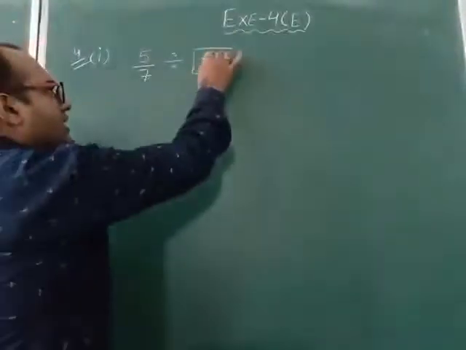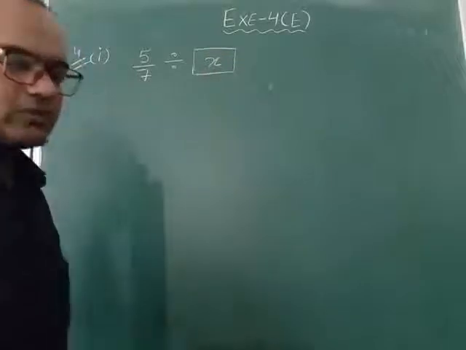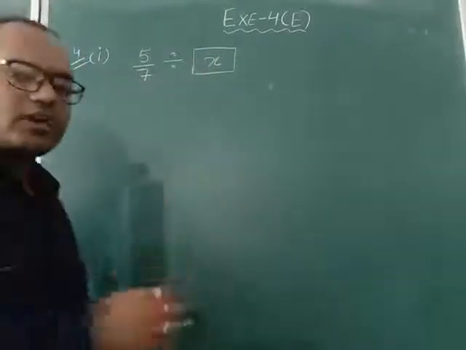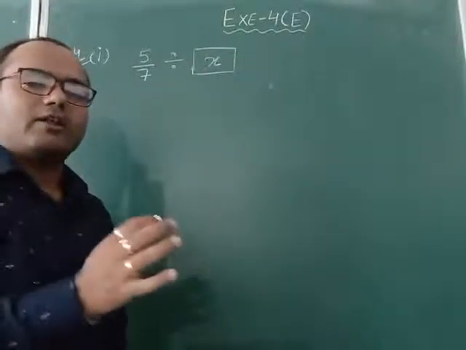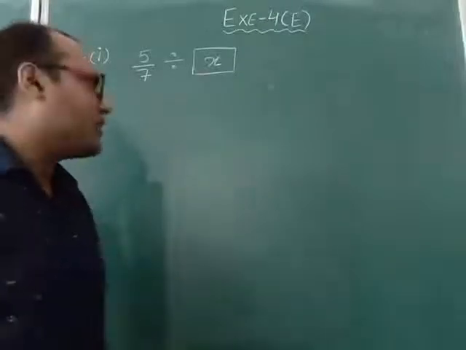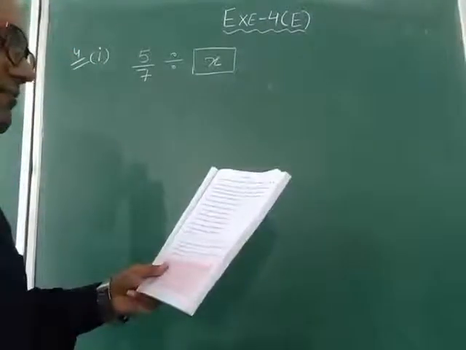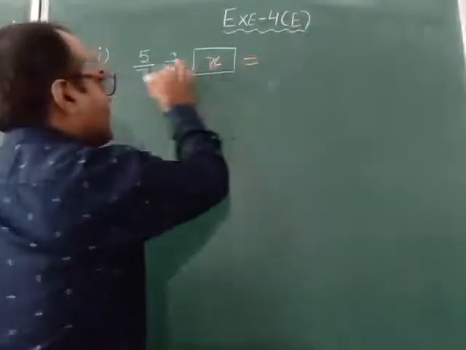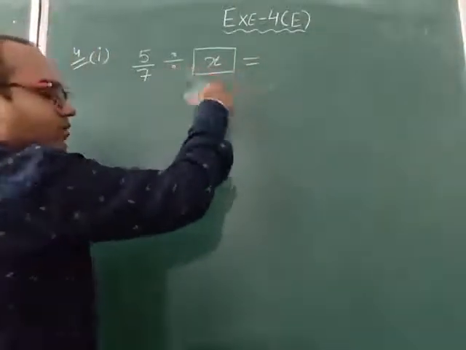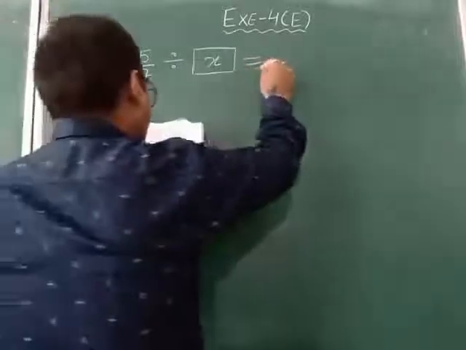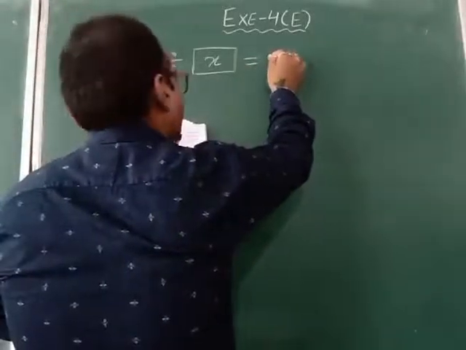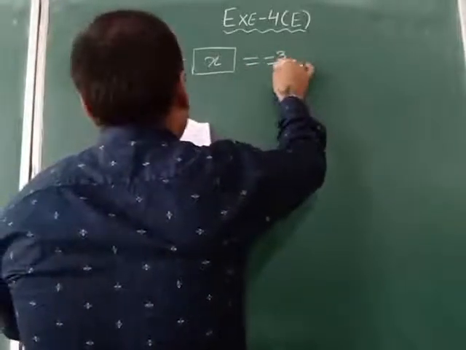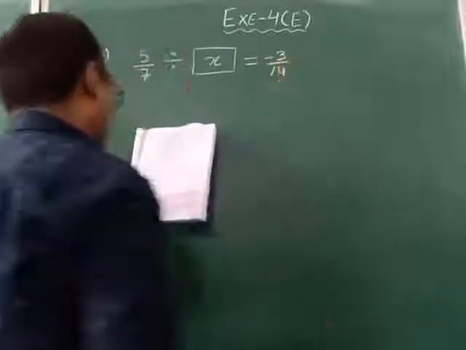So we will fill in this empty box with x, because we don't know which number we have to take. So we will take one variable. Variable means one alphabet we will take, in order to get minus 3 upon 14. To get means equal. When we divide these two numbers, we will get the answer equal to minus 3 upon 14.